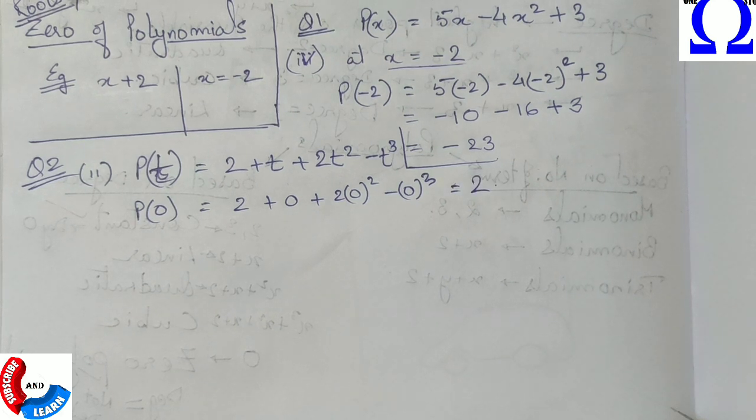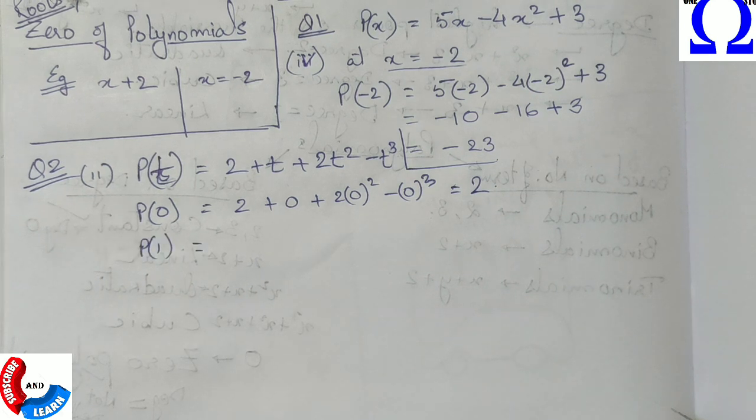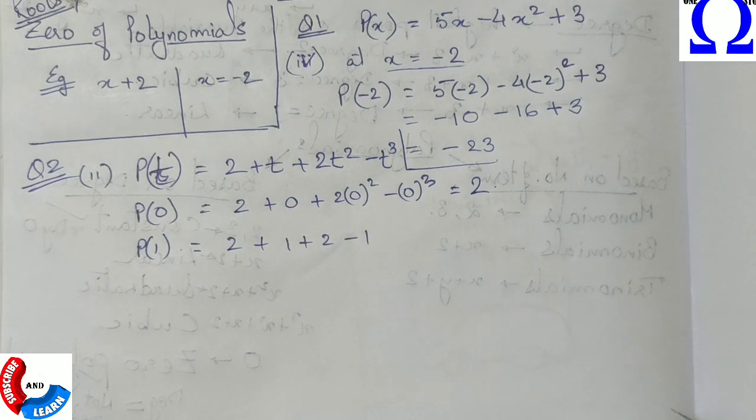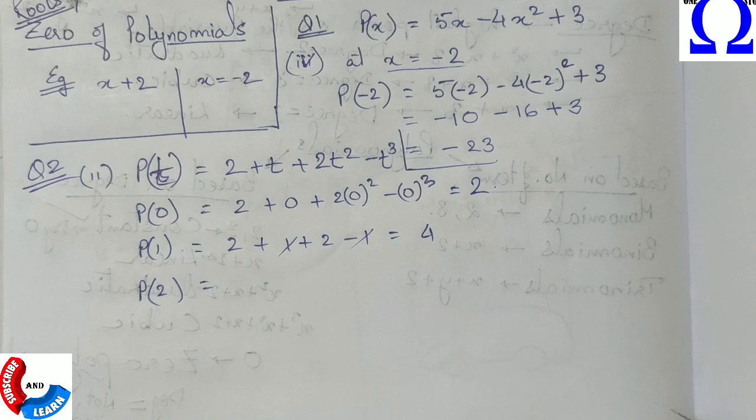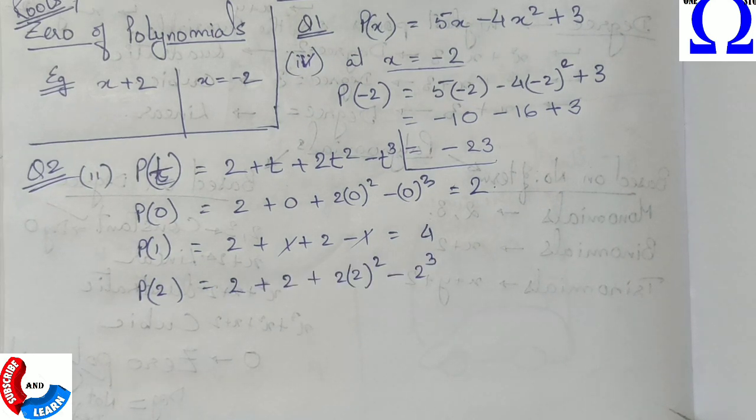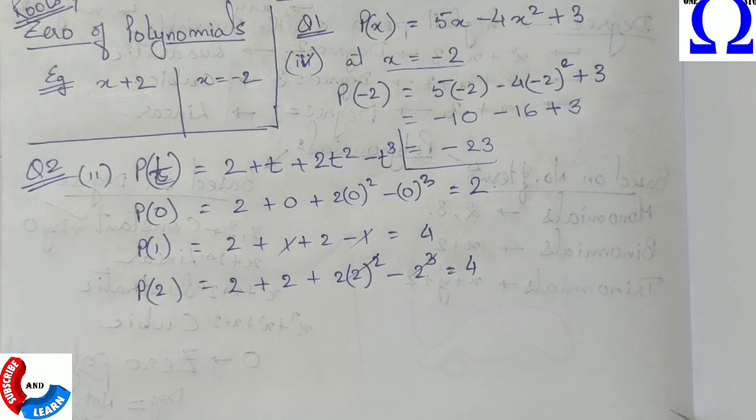Okay, now again we need to find p of 1, that is t should be equal to 1, and by putting t equal to 1 we get this, and by further solving we get the value to be 4. Okay, now again we need to find p of 2. That means we need to put the value of t to be 2. That means this is what we get, and by further solving we get the answer to be 4.